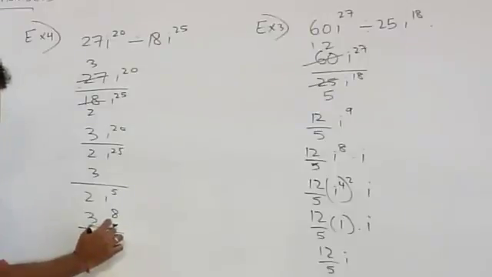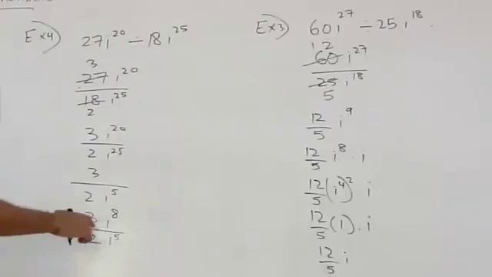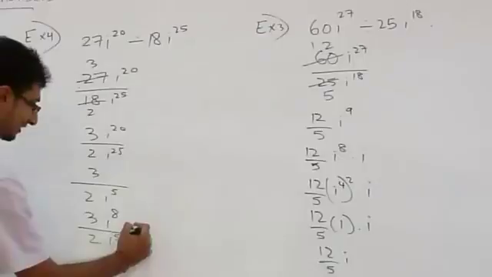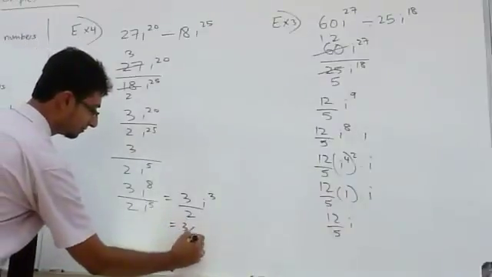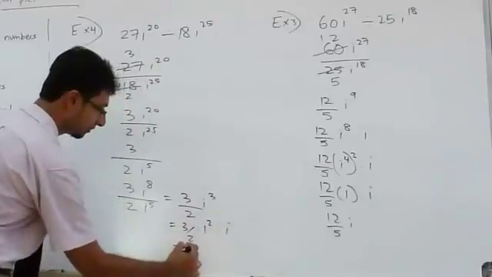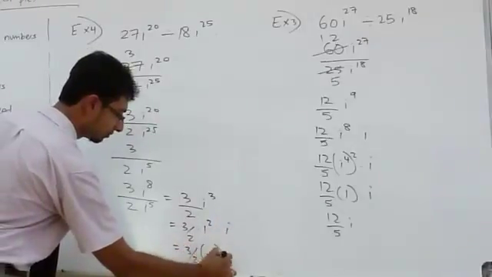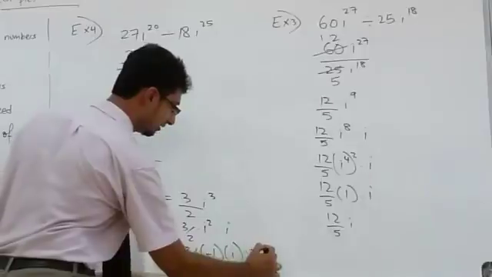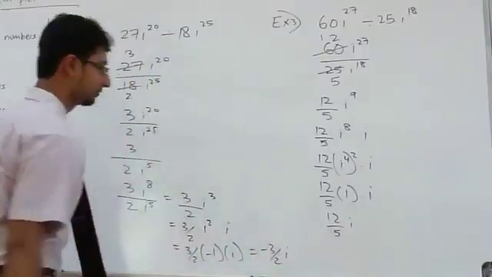Did I change anything when I did it? No, because i⁸ is 1, so I'm not modifying the question. Okay? So 3 over 2 times i² times i. i² is minus 1. So 3 over 2 times minus 1 times i, you get negative 3 over 2 i.